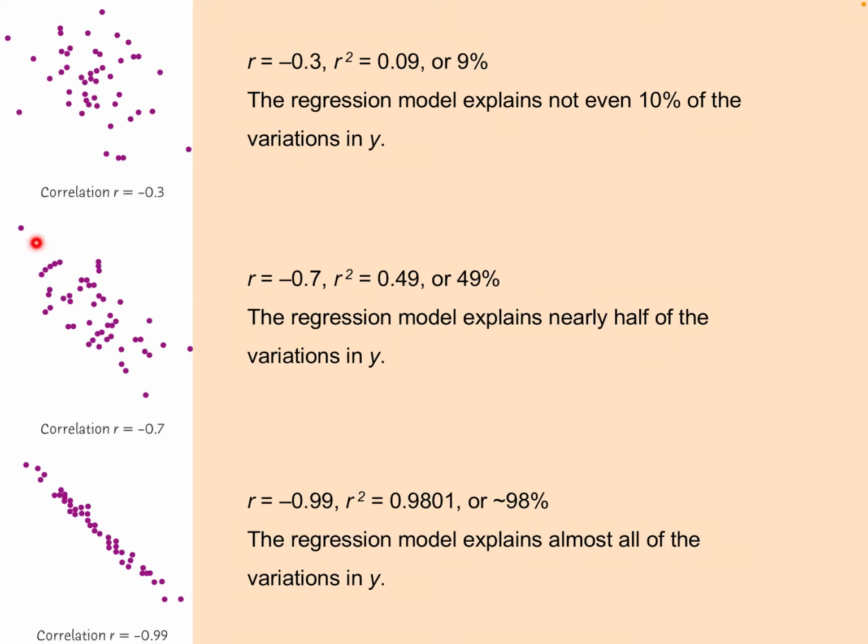Here, much better association, correlation of minus 0.7, R squared 0.49. So whatever X is, it explains 49% rather of variation in Y. Here, really good, very tight association between X and Y, R squared of 98%. That's good. I mean, if you're trying to predict some value of Y from some value of X, you want to have that R squared value being as high as it possibly can be.